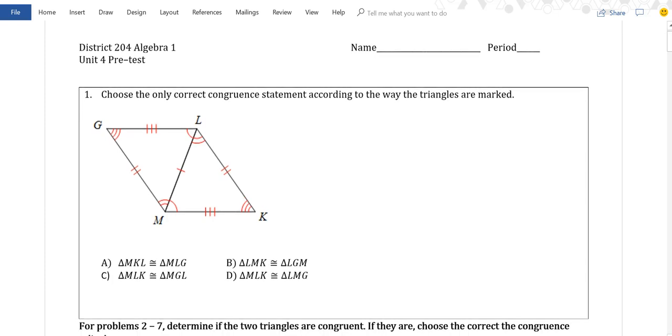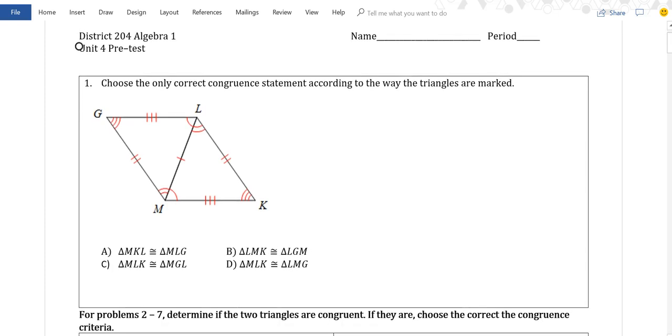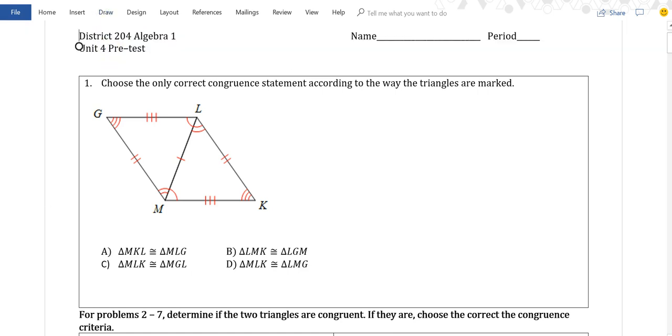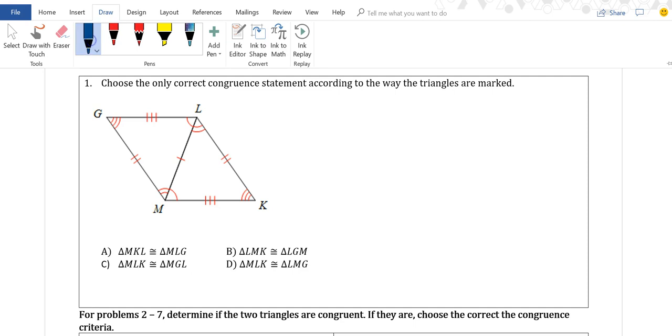Alright, so here's our Unit 4 review. Question 1: choose the only correct congruence statement according to the way the triangles are marked. Similar to how we did in the practice, let's go ahead and throw in our markings. Let's get a good pen color here. Red's probably not the best because the text is red.